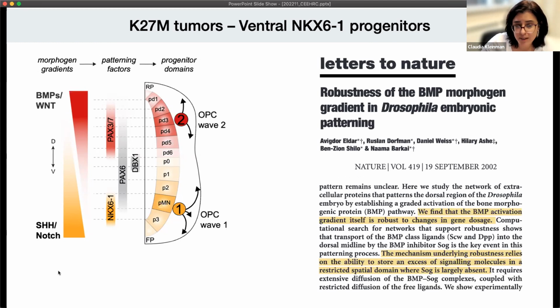So this opposing morphogen gradient from Notch and BMPs is, again, evolutionarily conserved across different systems in the body plan specification. It's preserved in the muscle stem cell specification. Ventral will be NKX6-1 and dorsal will be defined by BMPs. And the mechanisms of why this is so robust and how it has evolved to be so robust and conserved are quite well described since, I don't know, 20 years ago.